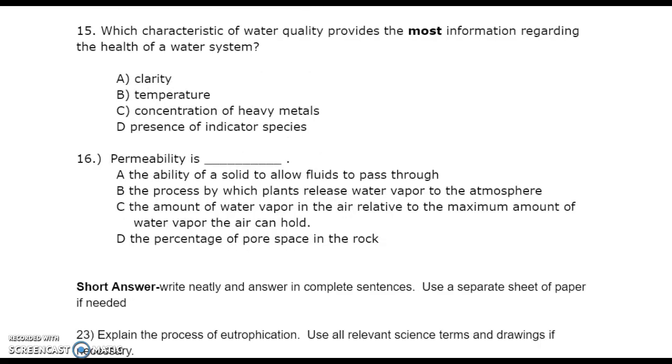Number 15. Which characteristic of water quality provides the most information regarding the health of a water system? A, clarity, B, temperature, C, concentration of heavy metals, or D, presence of indicator species.